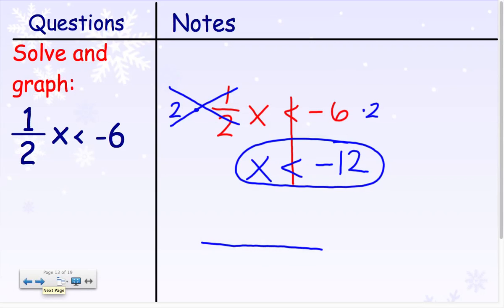I can graph. Now remember, if I have a -12, the number on the left is -13, the number on the right is -11. Think about how a number line goes. This time I have an open circle. My arrow is pointing to the left, so I'm going to shade to the left. X is less than -12. Numbers that are smaller than -12 are -13, -14, -15, and on.